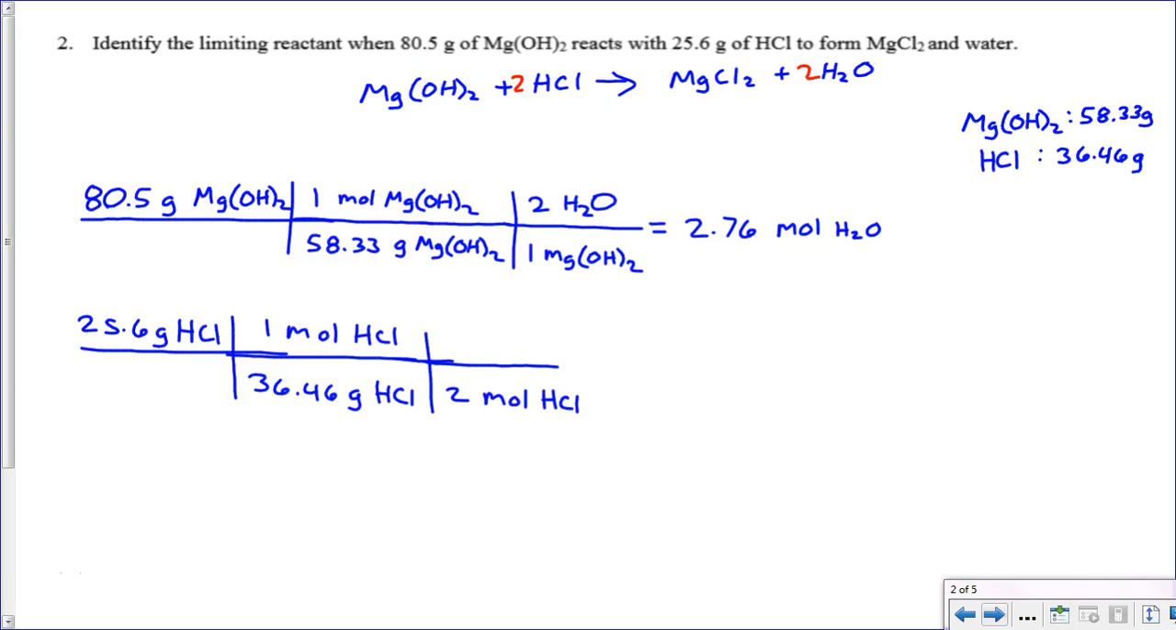And because we chose water in the first one, we have to use water again. So we're going to say there are 2 moles of water. Go through and do that math, and you should get 0.702 moles of water.